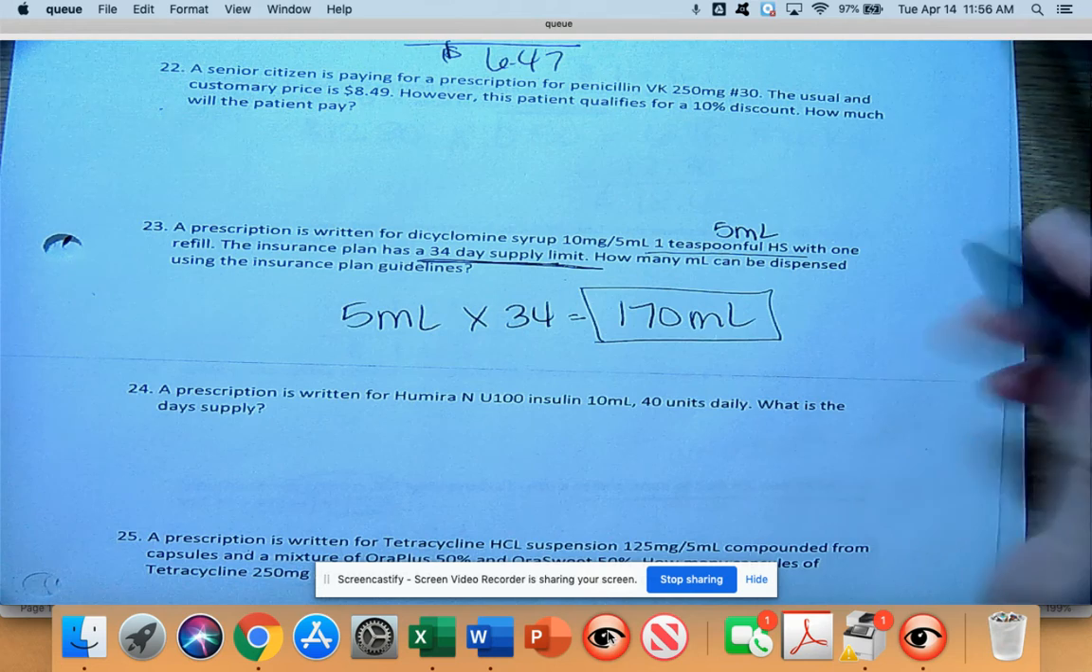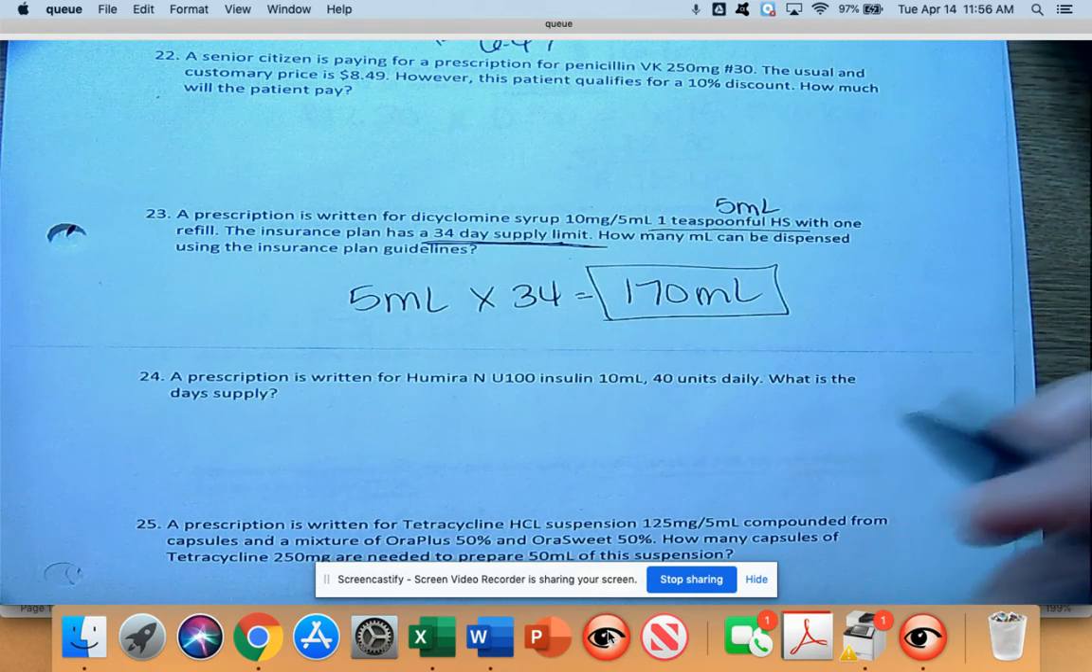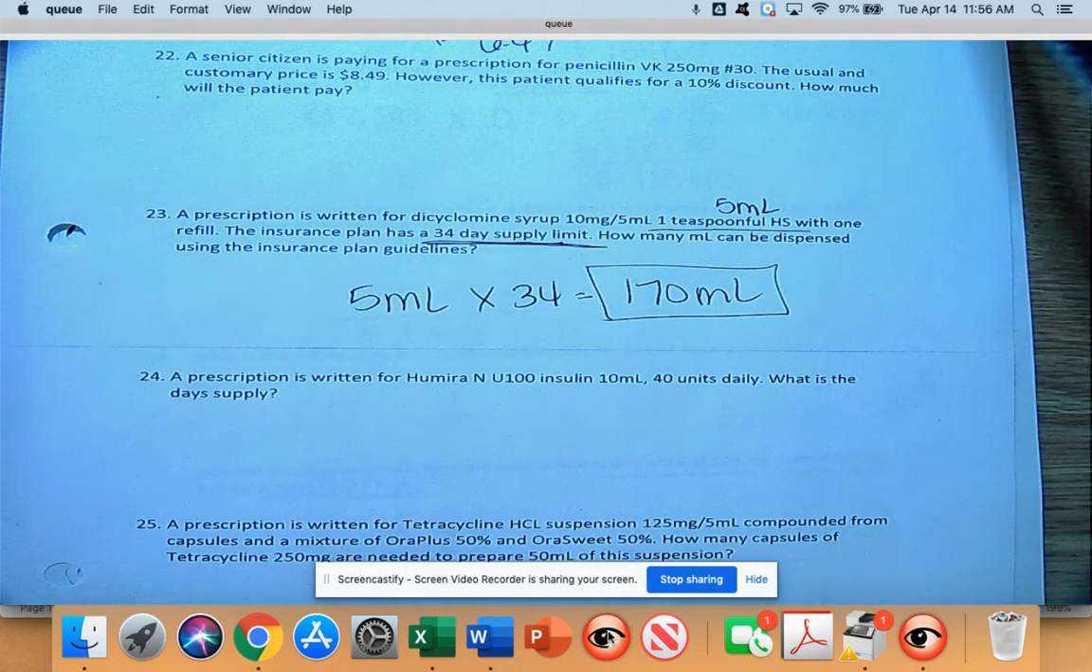Number 24, I'm not a fan of insulin problems. They're kind of confusing. We'll work this one out together. It's really not that difficult. It's just kind of a lot to grasp. A prescription is written for Humulin N U-100 insulin, 10 milliliters, 40 units daily. What is the day supply?